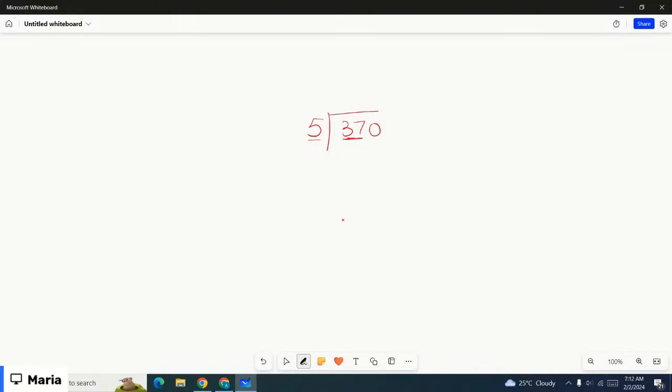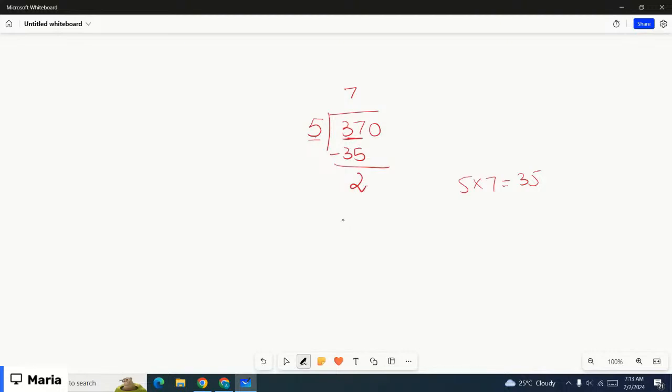So which number can we go for? 5 times what number is 37 or less than 37? We can go for 5 times 7. 5 times 7 is 35, right? So 37 take away 35 is 2.